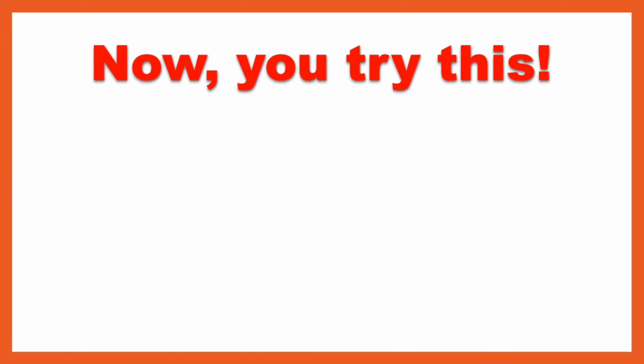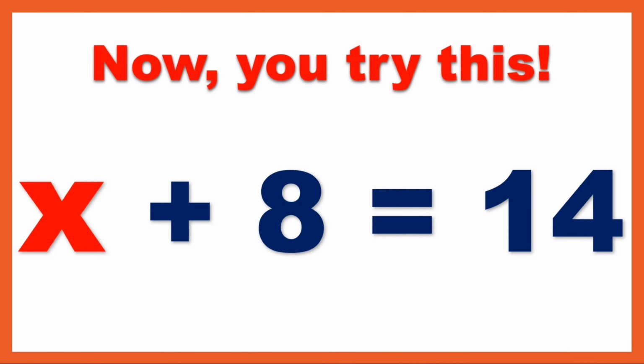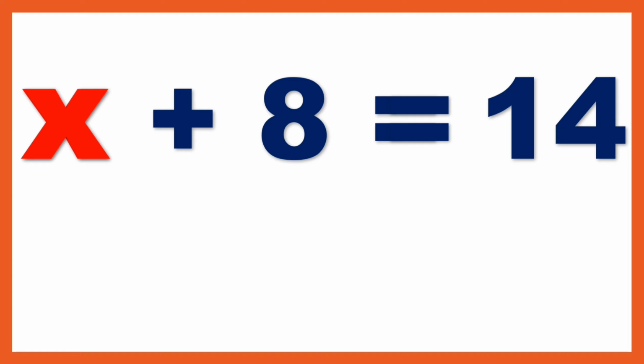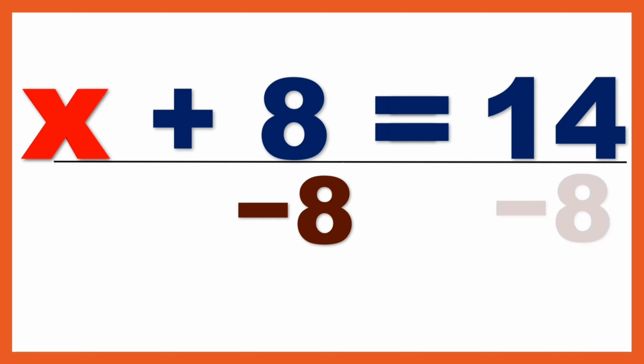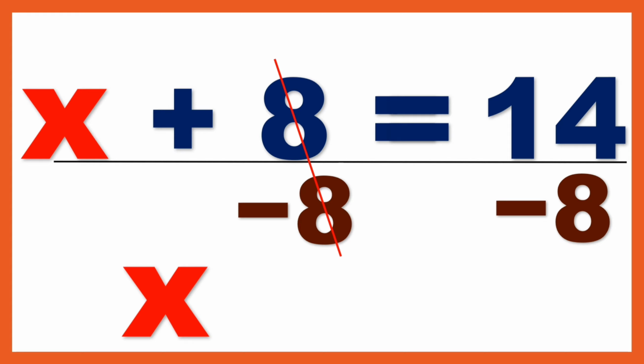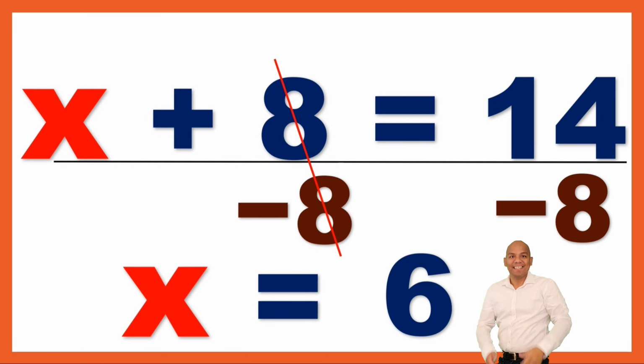Now you try this. X plus 8 equals 14. I'm gonna give you some time to answer this. Now, let's answer this. First, we need to isolate x by subtracting 8 to both sides. That cancels positive 8, bringing down or isolating our x. Let us also bring down the equal sign. And the answer, 14 minus 8 is 6. You got it!